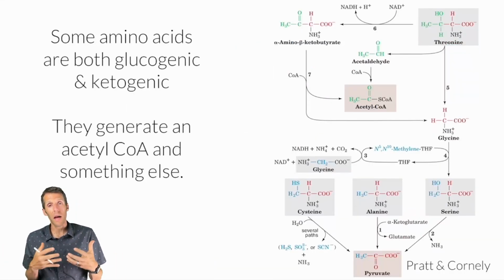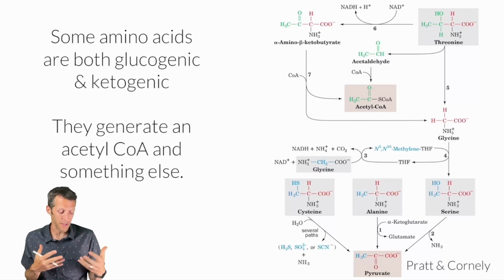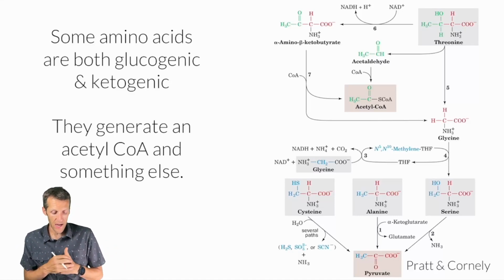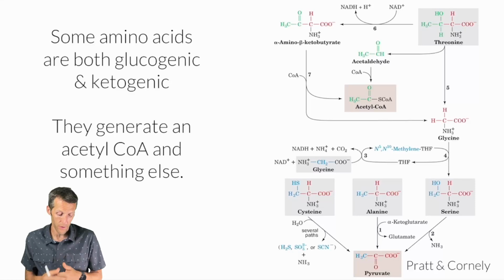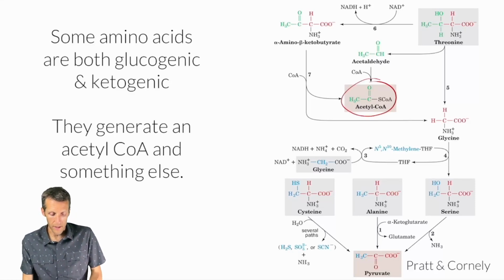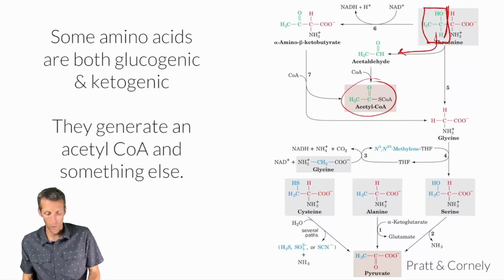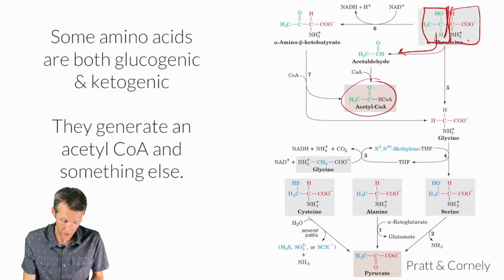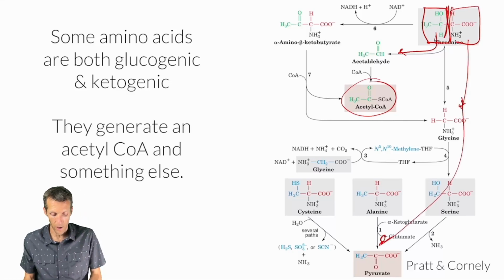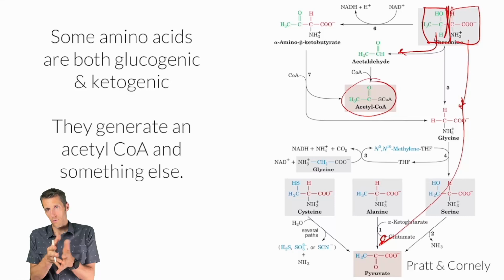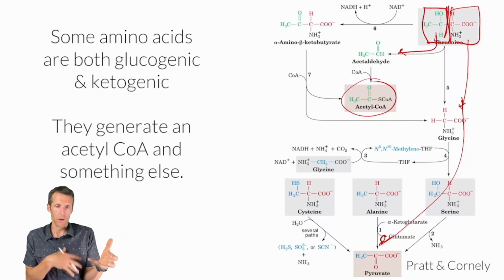Okay, and then finally, a lot of amino acids are mixed amino acids. They're both glucogenic and ketogenic. What that basically means is that the breakdown of that molecule leads to both products being made. So, for example, threonine can go into acetyl-CoA: one half of threonine goes on to acetaldehyde and acetyl-CoA. The other half of threonine goes in as glycine, which ultimately ends up as pyruvate. So breaking down threonine gives you both acetyl-CoA and glucose, so it's both ketogenic and glucogenic.